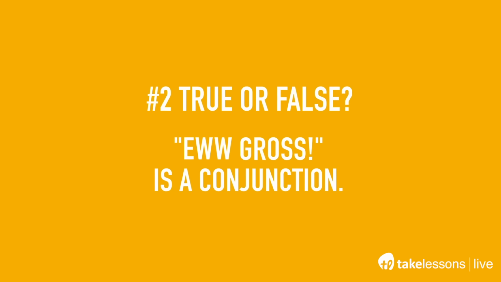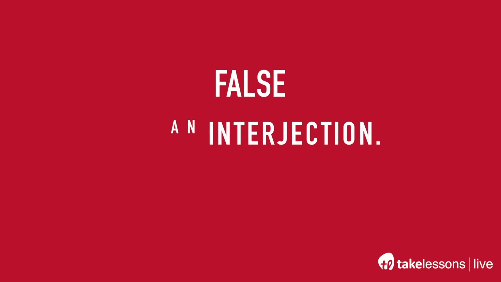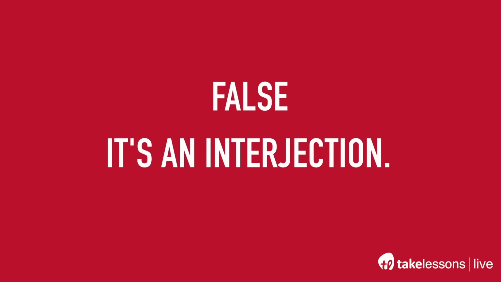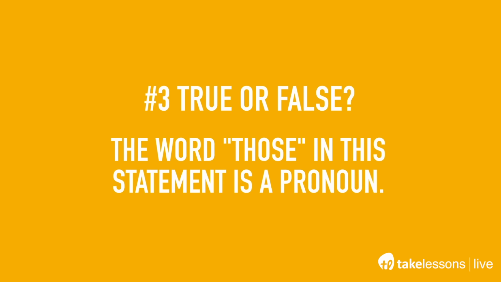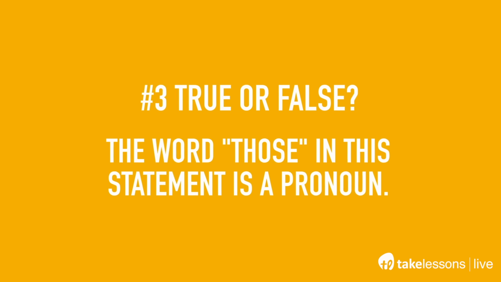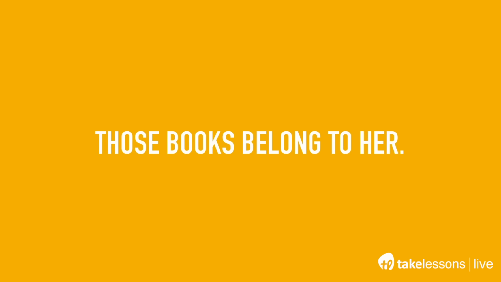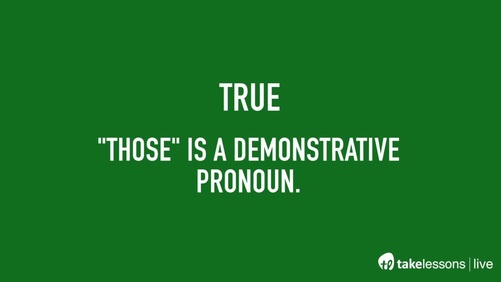True or false? Ooh, gross is a conjunction. False. It's an interjection. True or false? The word those in this statement is a pronoun. Those books belong to her. True. Those is a demonstrative pronoun.